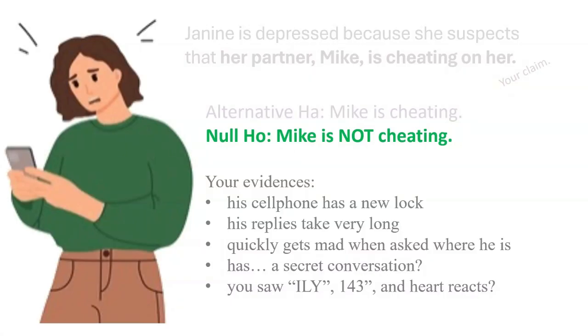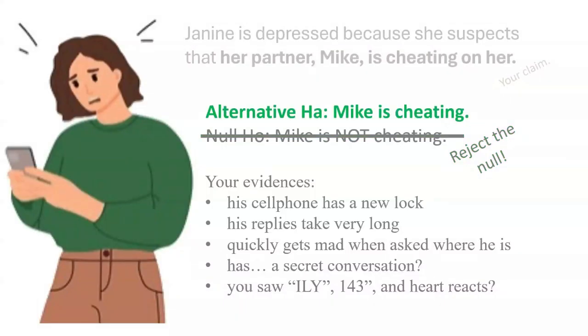Now these are strong evidences against the null hypothesis that Mike is not cheating. These evidences show that we must reject the null hypothesis. Again, we're not 100% sure that Mike is indeed cheating, but the evidences are so strong against the null hypothesis that the only logical thing to do is to reject it. What do we consider? The alternative hypothesis that Mike is cheating.